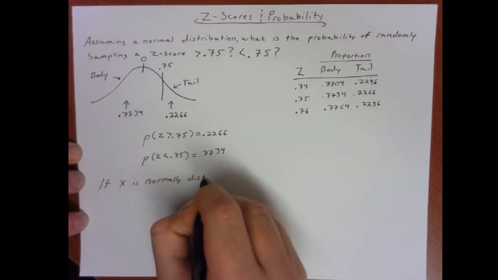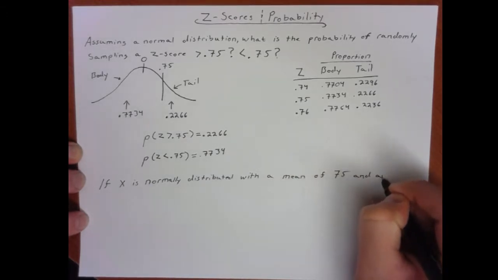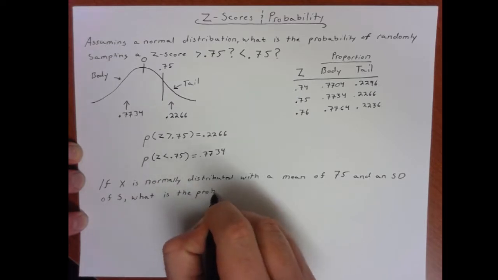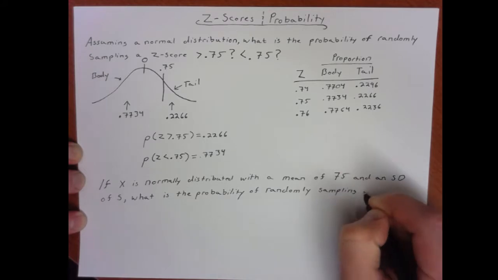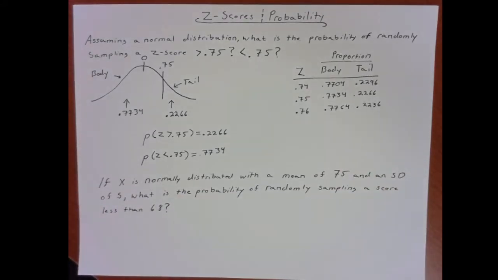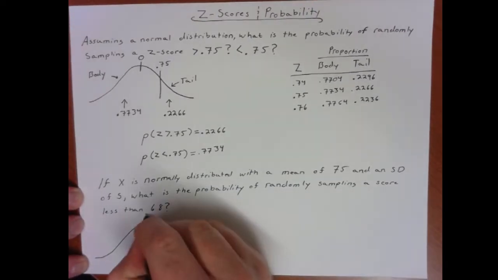So let's think about a more complex question. Let's say we're dealing with a distribution x that's normal, has a mean of 75, and a standard deviation of 5. If we were to randomly sample one score, what is the probability of that score being less than 68? So we can't go direct. We need to convert all our scores to z-scores.